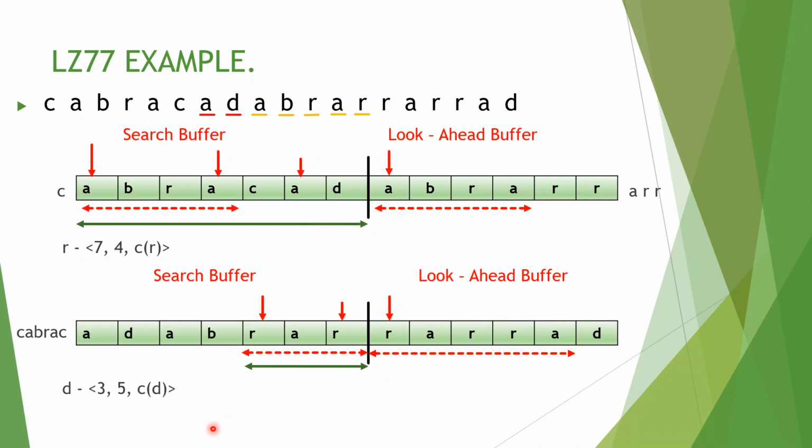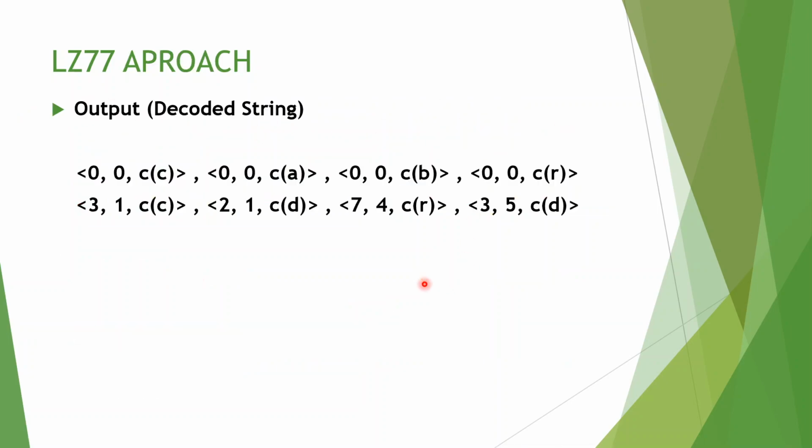Here we encode all the symbols, so all this sequence is encoded, and after encoding the whole sequence we get the output like this. This is our encoded string. First 0 0 C of C, 0 0 C of A, 0 0 C of B, 0 0 C of R, 3 1 C of C, 2 1 C of D, 7 4 C of R, 3 5 C of D.